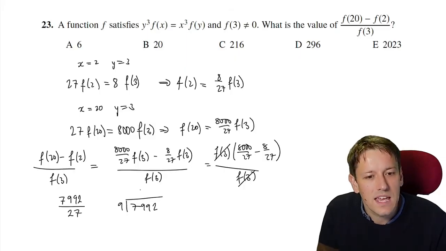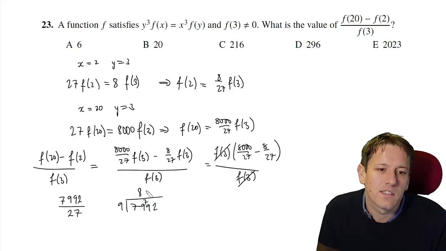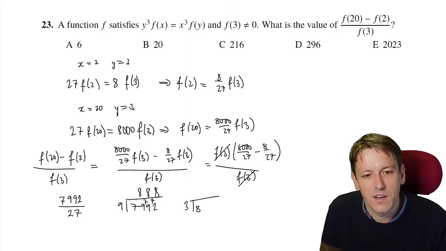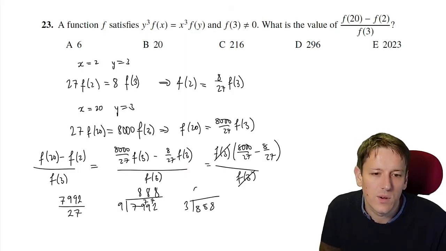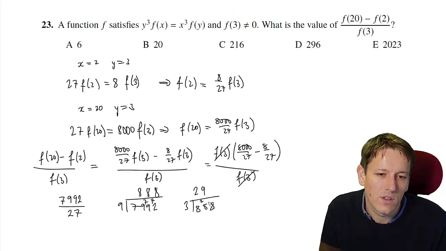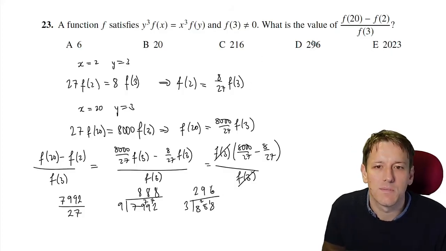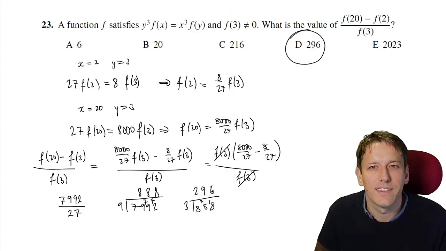So 9 times 8 is 72. We've got 7 left over. 9 times 8 is 72 again with 7 left over, and then 9 times 8 is 72. So I've got 888, and then I just need to divide that by 3. So I've got 2 with 2 left over, and then I've got 9 with 1 left over, and that gives me 296. And so the answer must be D, 296.